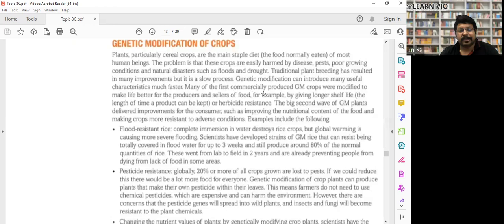Many of the first commercially produced GM crops were modified to make life better for the producer and the seller of food, for example, the growing of longer shelf life, herbicide resistant. The big second wave of GM plants delivers improvements for the consumer, such as improving the nutritional content of the food and making the crops resistant to adverse conditions. For example, including the following. Do you know that is the BT cotton and BT brinjal? Have we discussed that? Affaf?